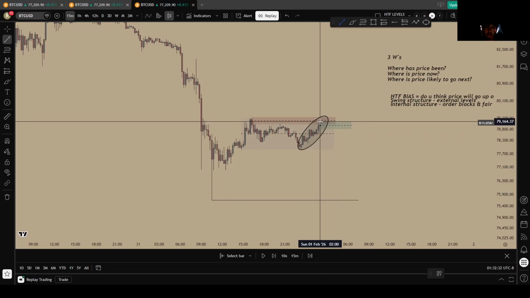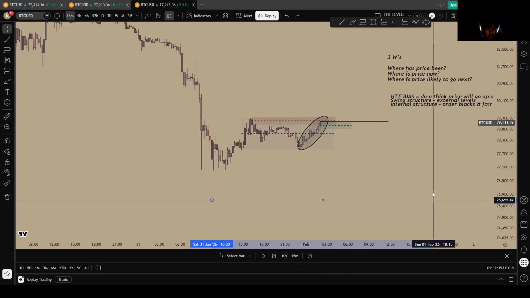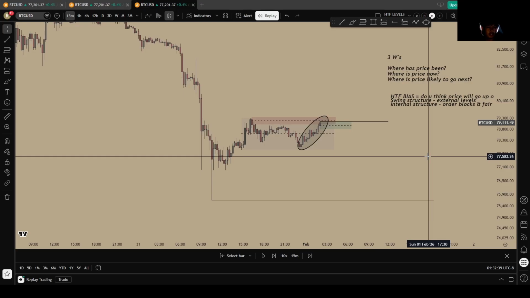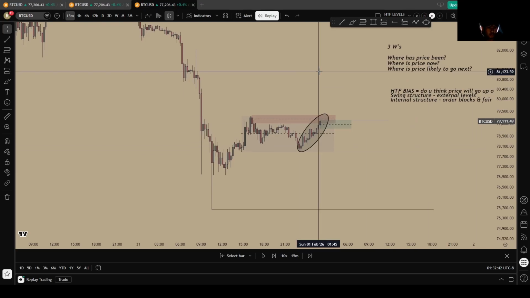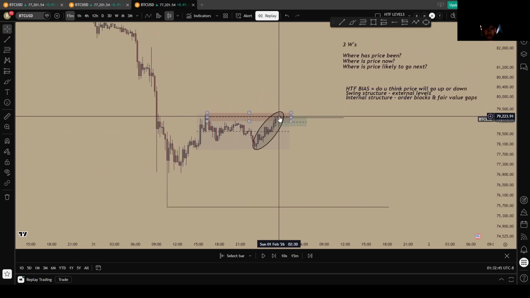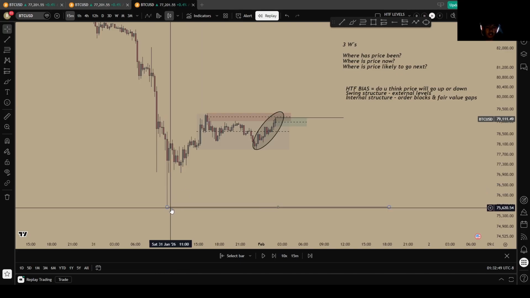I'm just going to mark this up really quickly so we can do some analysis. By the way, when you're doing this in real time, it's not going to be this complicated. I have to kind of slow down in order for you to fully get what we're trying to do here. Okay, so we know that price is at 79. We see that price was at 75.